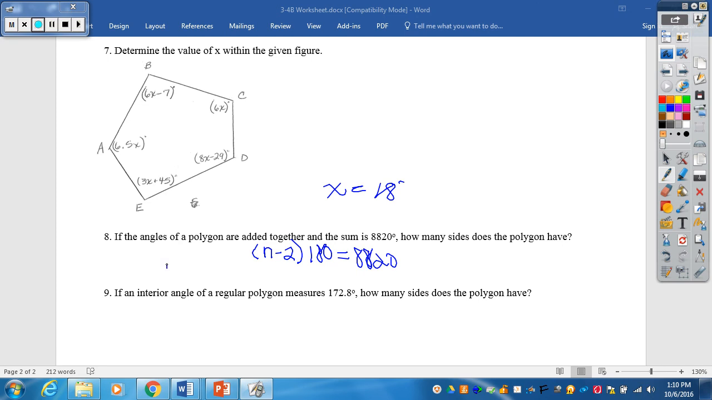Number 9, if an interior angle, meaning one interior angle of a regular polygon, measures 172.8 degrees, how many sides does the polygon have? Okay, well, you're going to use that formula, again, that I showed at the beginning of the period, n minus 2 times 180 divided by n, and you're going to set that equal to 172.8.